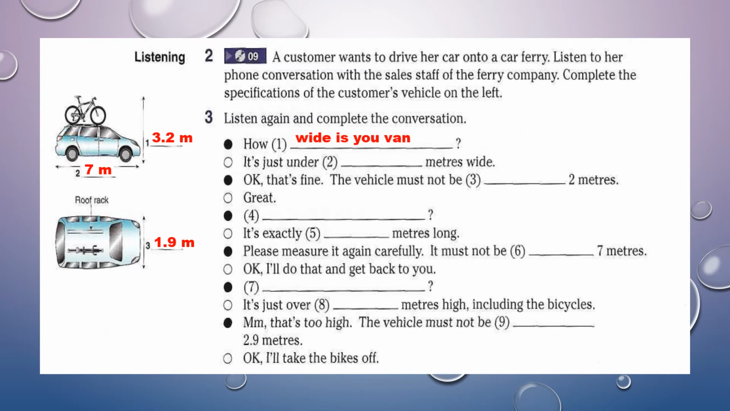Number one, how wide is your van? Number two, 1.9 meters. Number three, wider than. This is a comparative, by the way, wider than. Number four, how long is it? Number five, 7 meters. Number six, longer than. Number seven, how high is it? Number 8, 3.9. Number 9, higher than. And higher than is a comparative form of the adjective. Thank you so much. Okay.